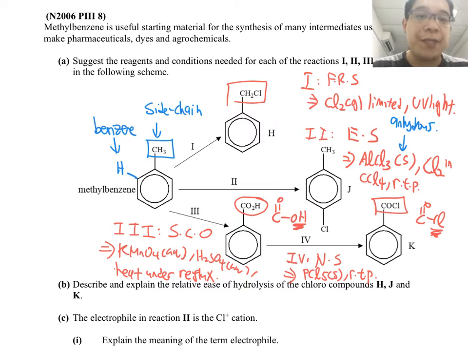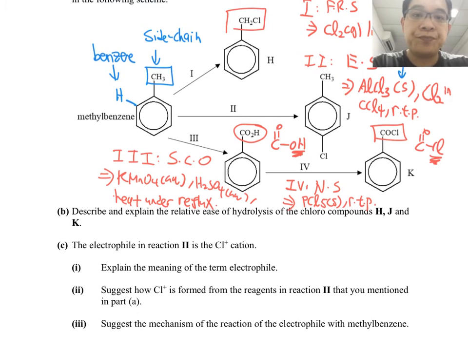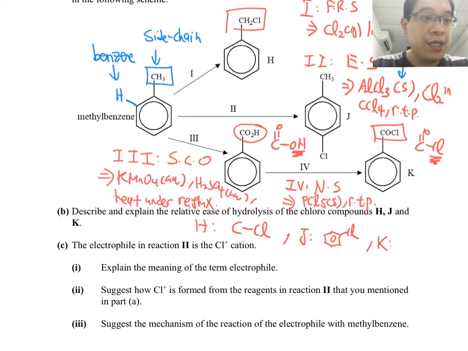Let's take a look at part B together. For part B, explain the relative ease of hydrolysis of the chloro compounds H, J, and K. So right now we are comparing H, J, and K here. They are totally different types of chloride. Let me explain. Your H here is what we call a normal C-Cl group, an alkyl chloride. The next one is J. J is different. J is chlorobenzene. Followed by K here, which is the acyl chloride version.